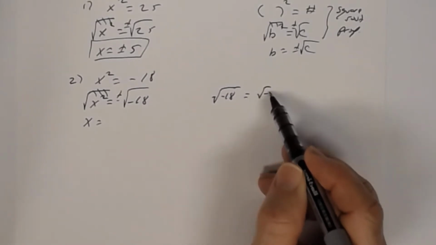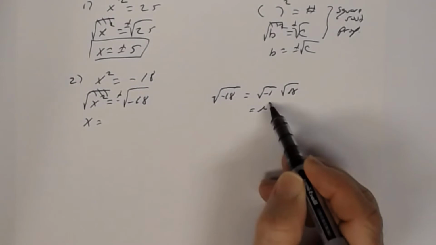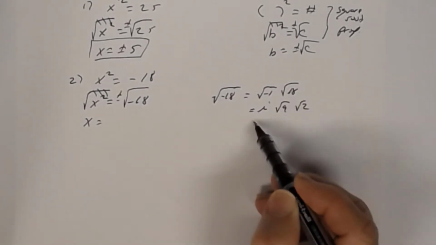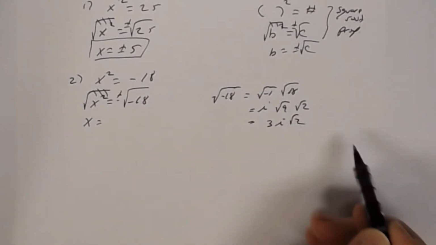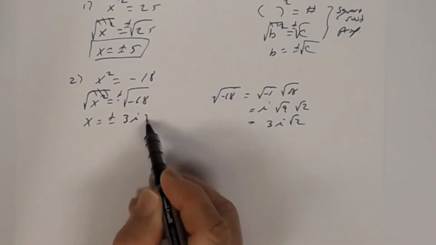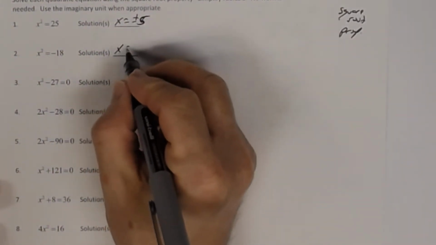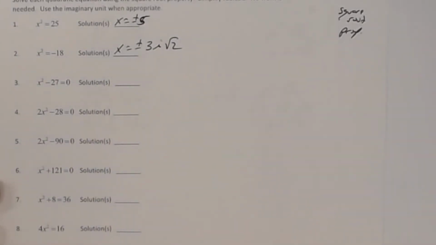Remember, that's the square root of a negative 1 times the square root of 18. And remember, the square root of negative 1 is i. And then the square root of 18, that's the square root of 9 times the square root of 2. The square root of 9 is 3, so we get 3i square root of 2. So this becomes plus or minus 3i square root of 2. All right, so that's number 2. So for number 2, you have x equal plus or minus 3i square root of 2.